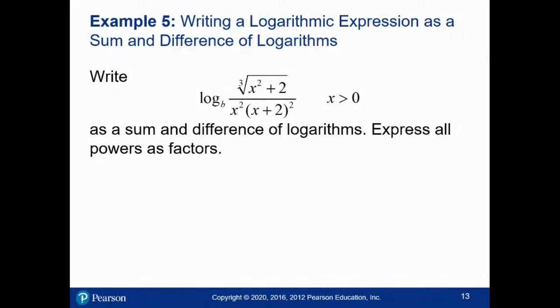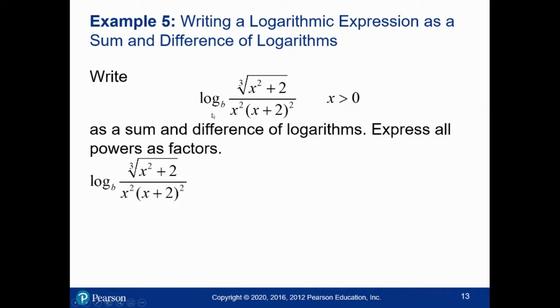So moving on, can we take the logarithm base b of the cube root of x squared plus 2 over x squared times x plus 2 squared, and write it as a sum and difference, expressing all powers as factors? So it's really the same kind of thing. There's one step we have to be a little careful of.